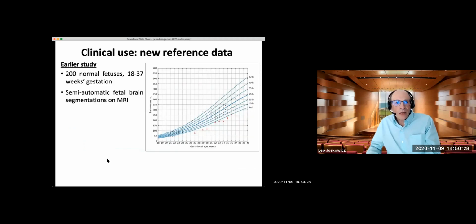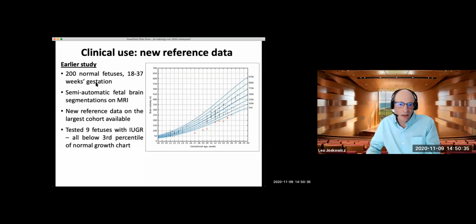Okay, we use this data to create for the first time this development curve. So this is an earlier work that we did.